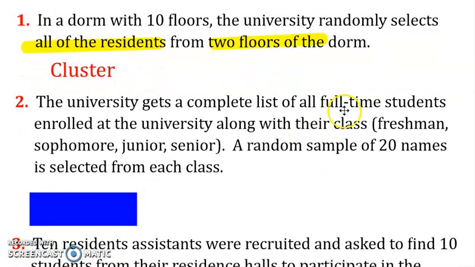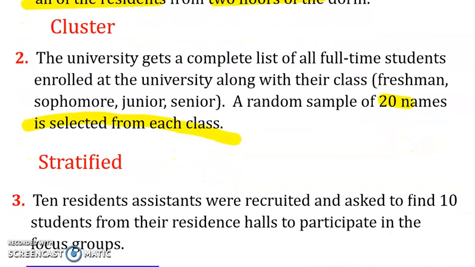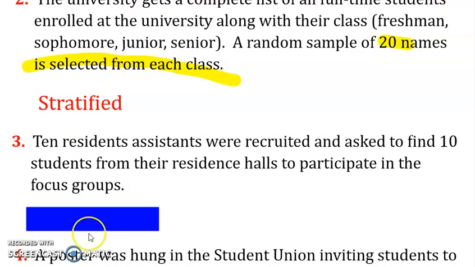University gets a list of full-time students enrolled at the university. A random sample of 20 names is selected from each class. So we are taking 20 people from each. That would be stratified, right? Because each different group is called a strata, has representation there.